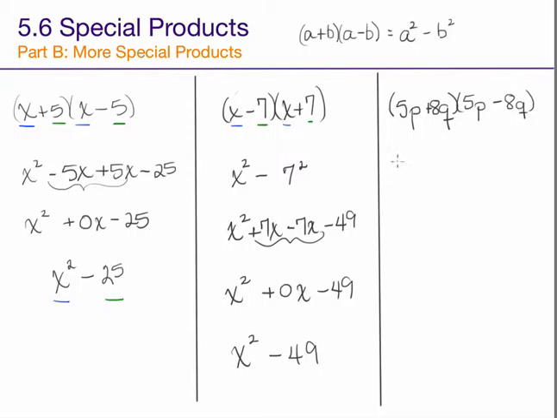5p times 5p. In the next step, this is going to give me 25p squared. 5p times negative 8q.